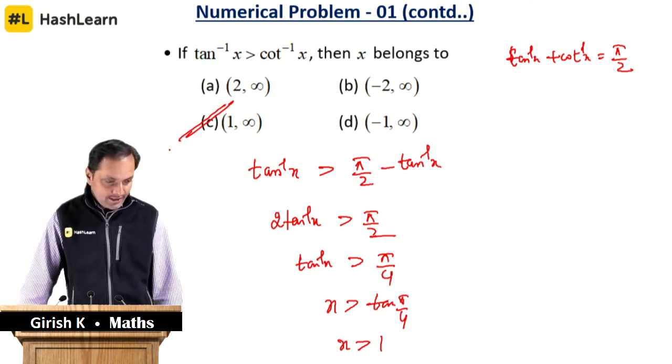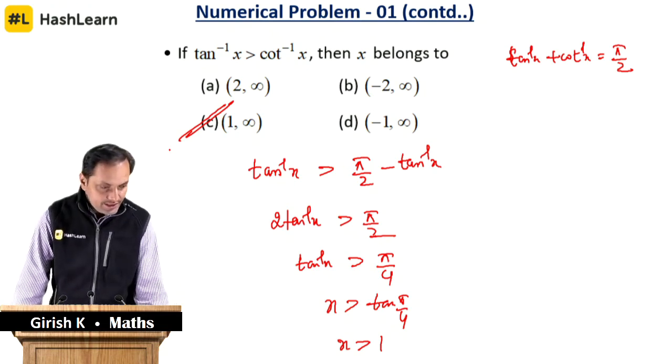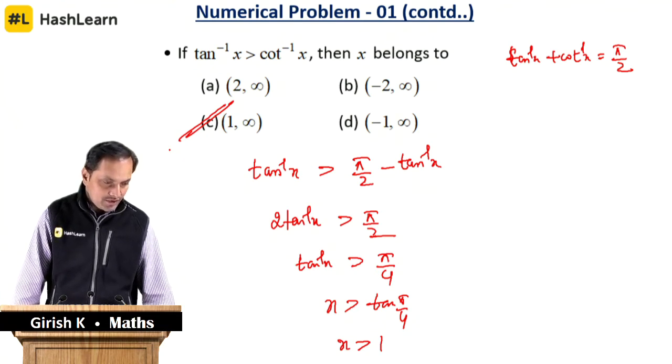Hope you all follow the steps. Archit, no response from Archit. Is it clear? Numerical number 1 answer is option C. Archit, no response from Archit.